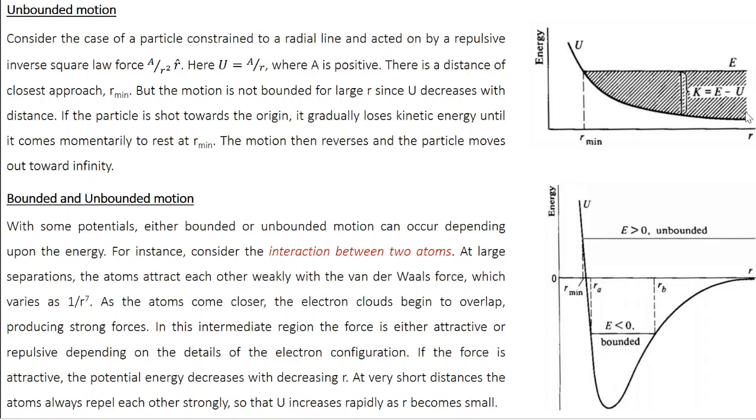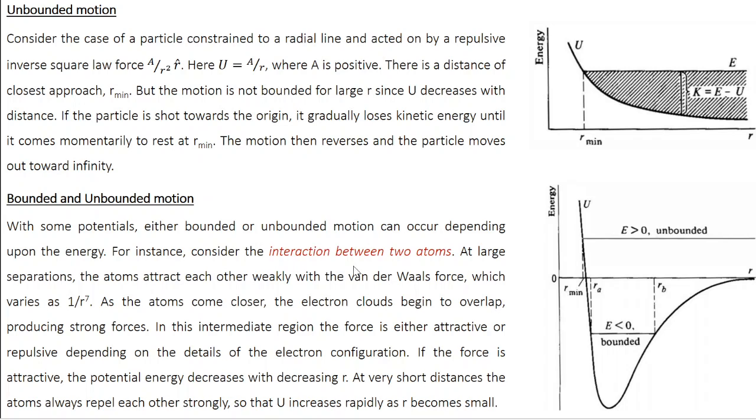So this is an unbounded motion. For small r, this is bounded. For large r, this is unbounded. But the generic example is a combination of bounded and unbounded motion. This is what you are going to encounter in most practical systems. With some potentials, either bounded or unbounded motion can occur depending upon the energy.